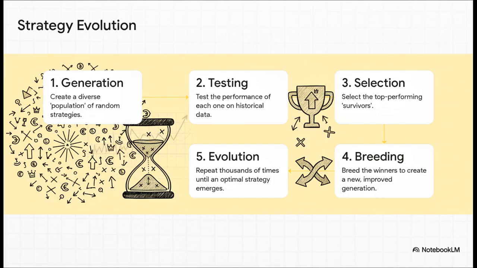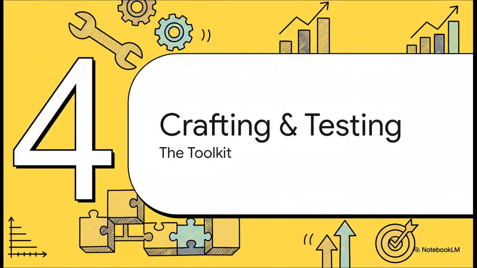Then, it tests every single one on historical data to see how they did. The ones that fail, they're gone. The top performers, the survivors, are selected. And here's the really clever part. The system then breeds these winners, mixing their best traits to create a new, hopefully even better generation. And it just repeats this cycle over and over, thousands of times, until a truly optimal strategy emerges from the chaos.